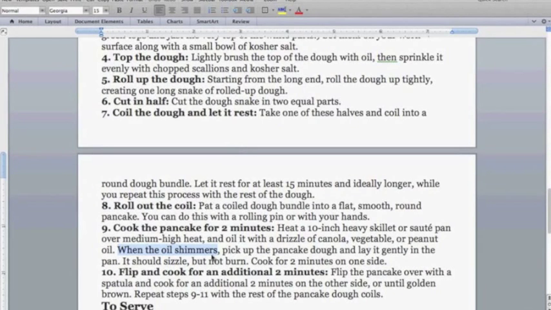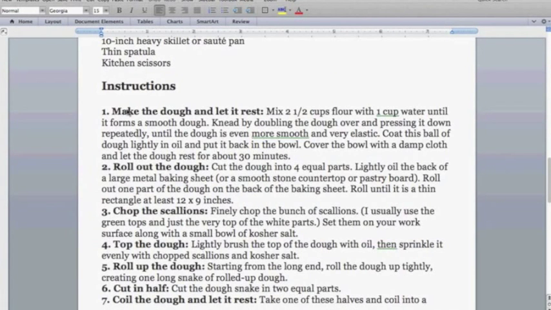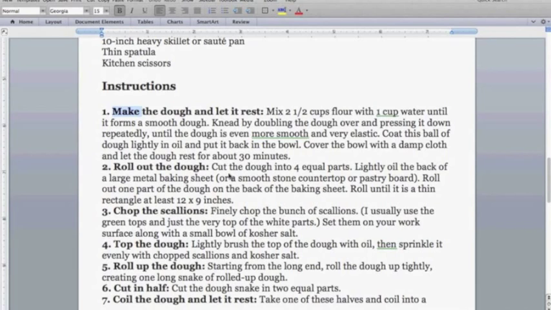In terms of pragmatics, it's interesting to look at the recipe because it's all in command forms, right? All the verbs are in command words. So make, roll, chop, top, roll, cut, coil, mix, cut. These are all command words. And so it would be very interesting to draw that out and talk about how when you're using a recipe, when you're writing a recipe, it's all in these command words or imperative tenses.